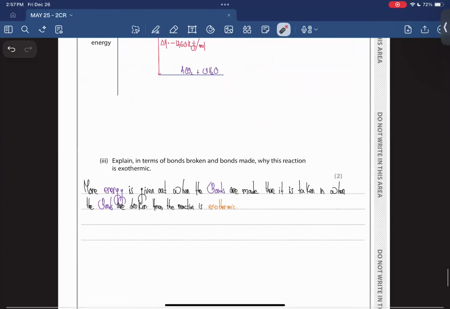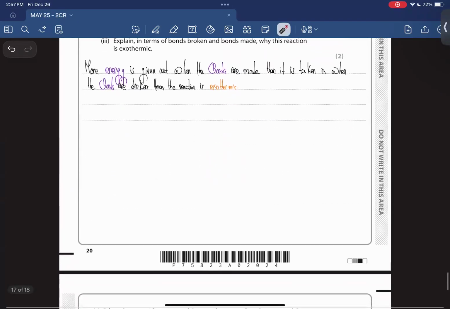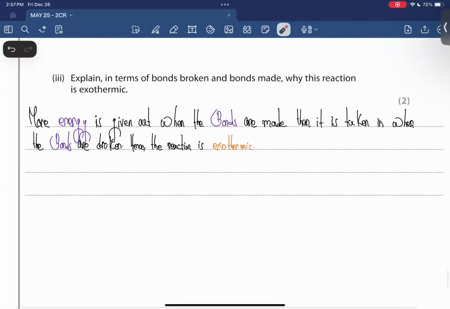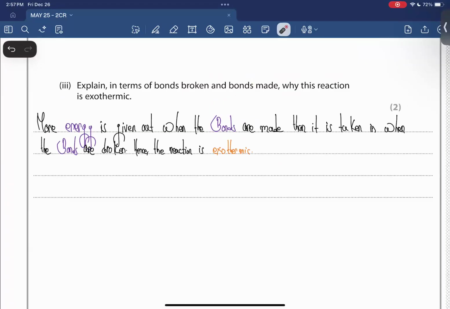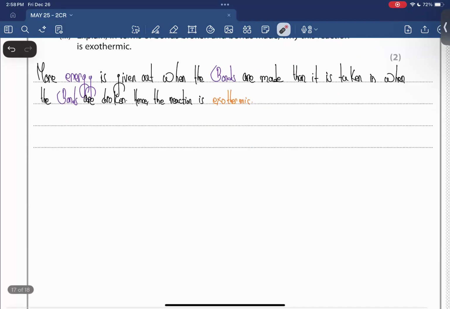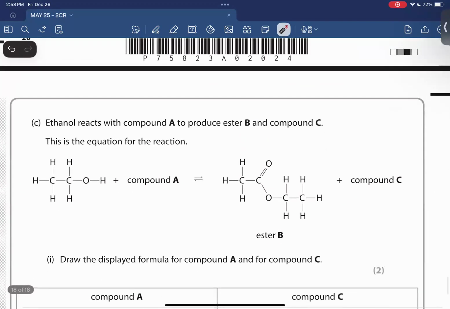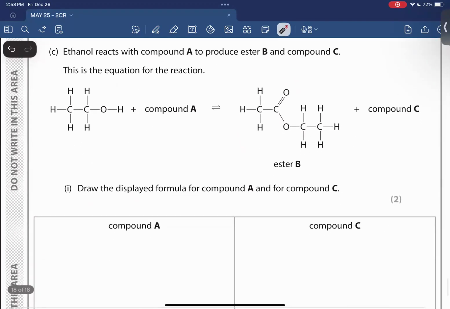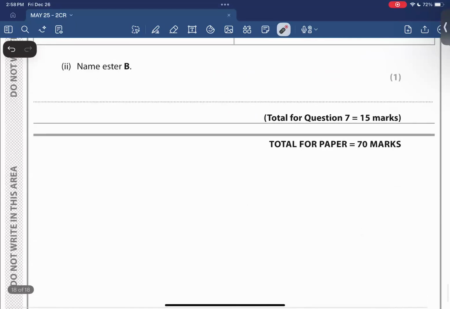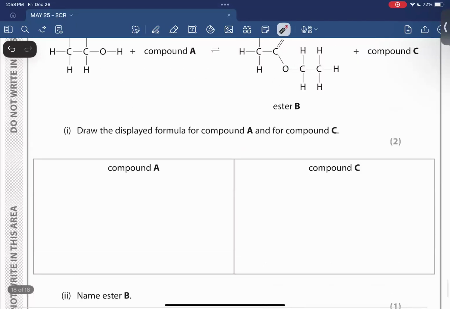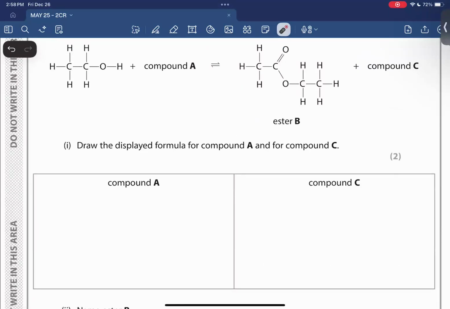Okay, everyone. So yeah, we are basically done with this. Take a look at this. Okay, so moving on to the last part of the question. Second last part. Oh, no, the last part. Okay, C1.